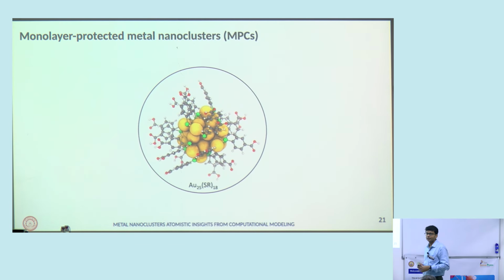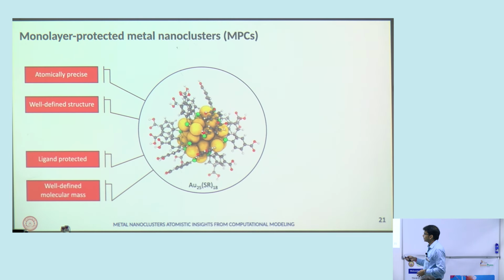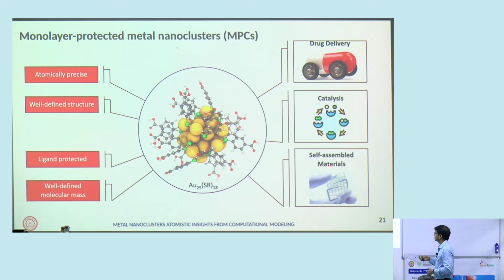This is one type of nanocluster which is monolayer protected, meaning you have the core, a certain number of metal atoms, surrounded by, or rather protected by, ligands. Typically these are organic molecular ligands coated on top of the metals through thiol bonds. These are atomically precise, with well defined structure, ligand protected, and well defined molecular mass. These are important for chemistry as well as for how we characterize them. Their applications include drug delivery, catalysis, and self-assembled materials for certain devices and sensors.